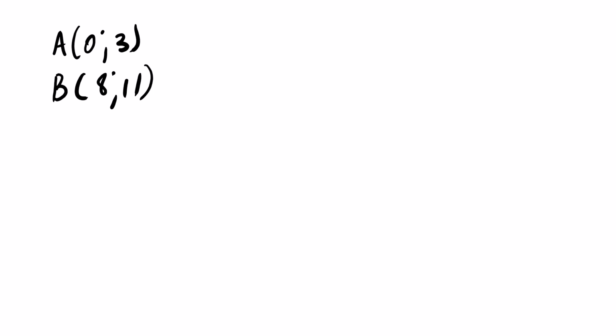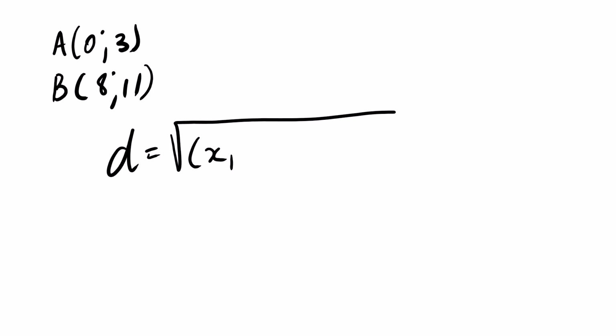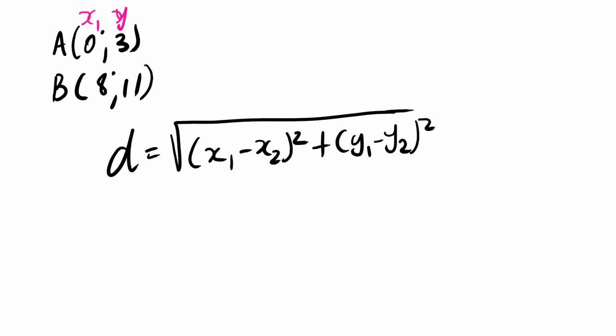We are calculating the distance. We are given 2 points, so we are going to use equation number 2. So this will be our x1, y1, our x2, y2.